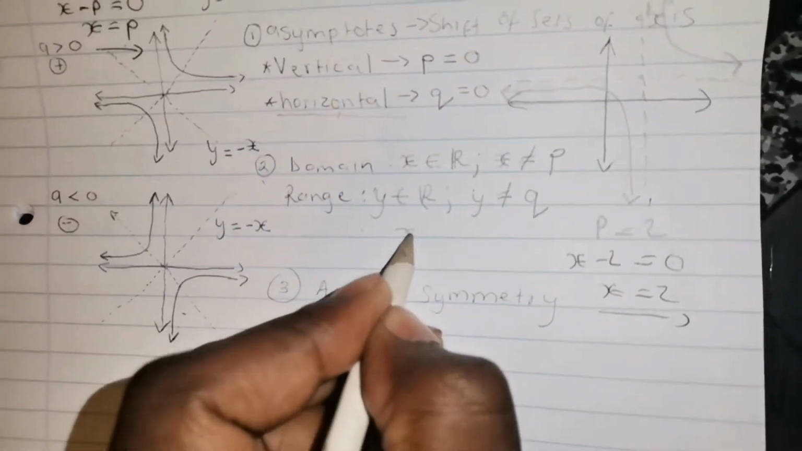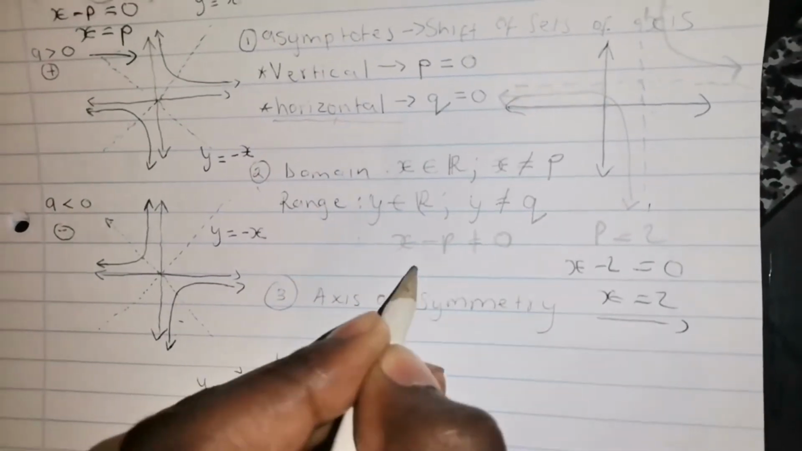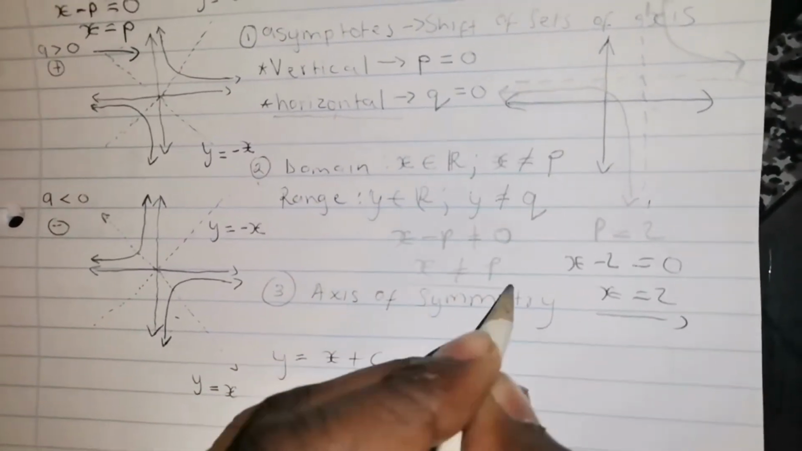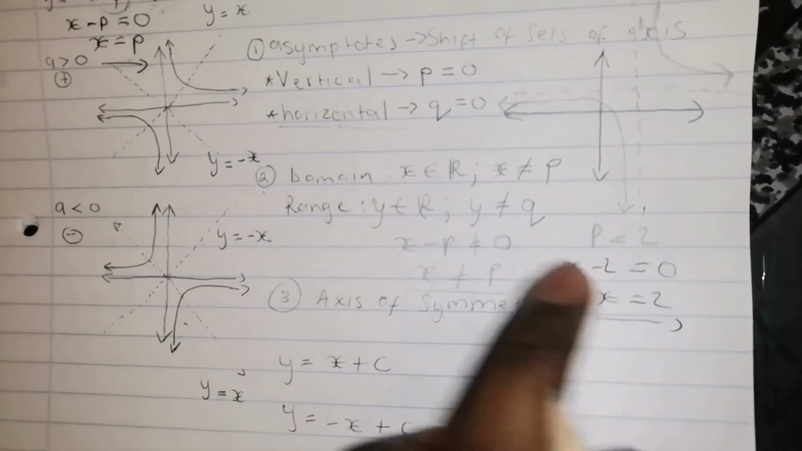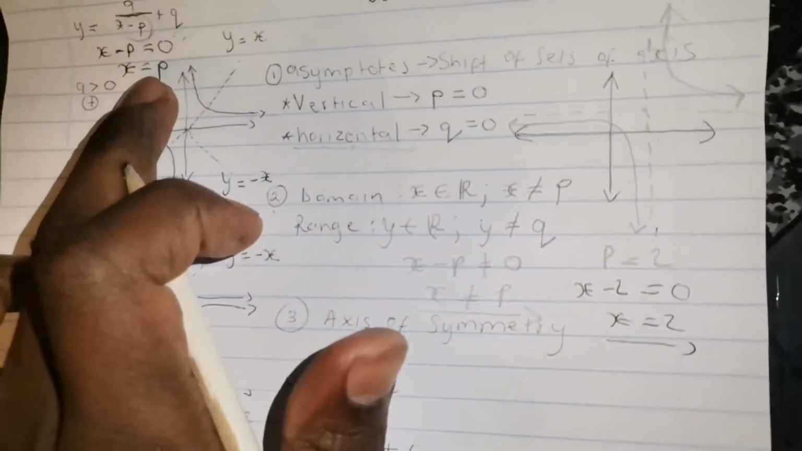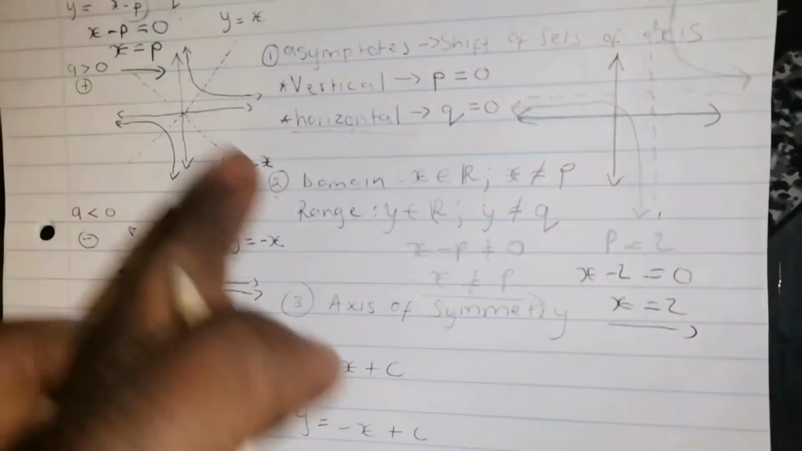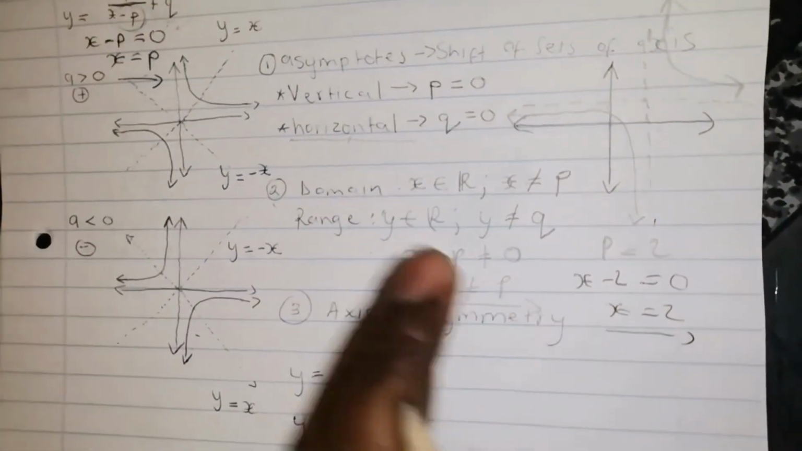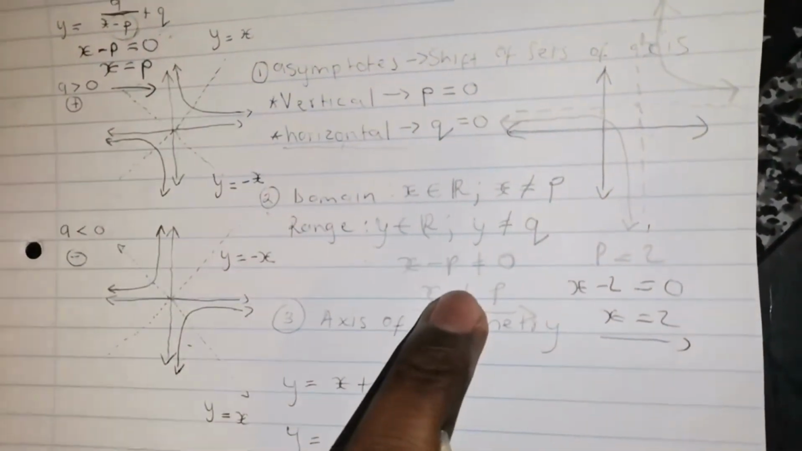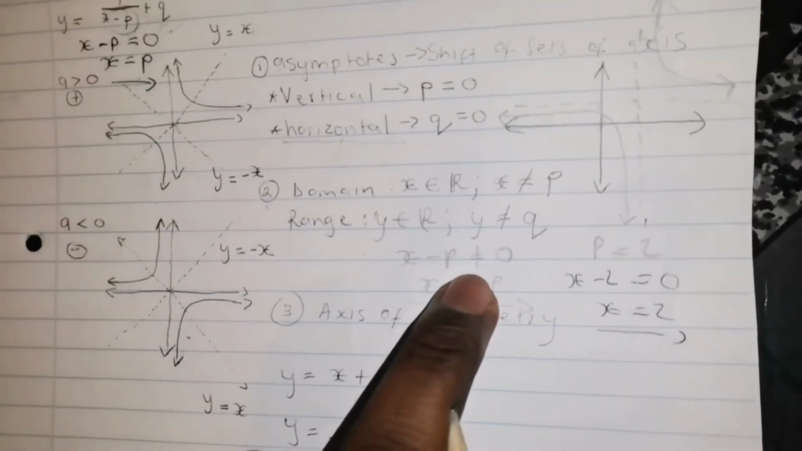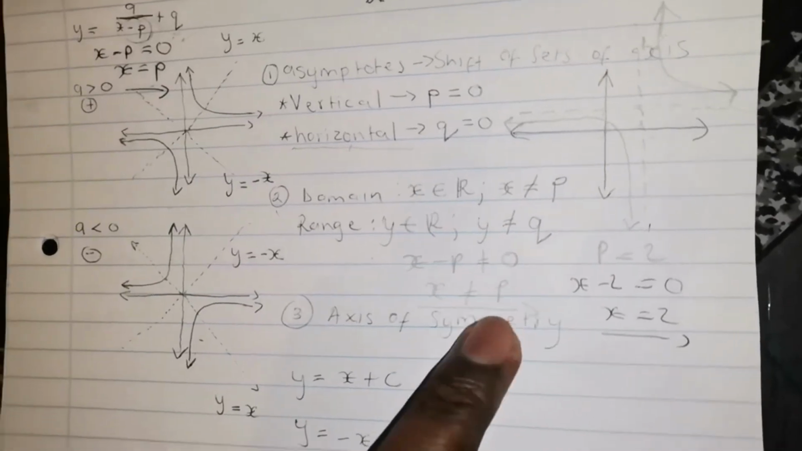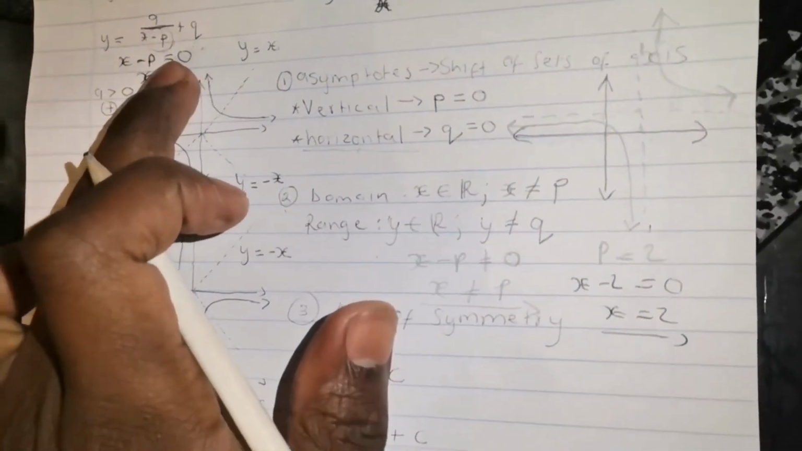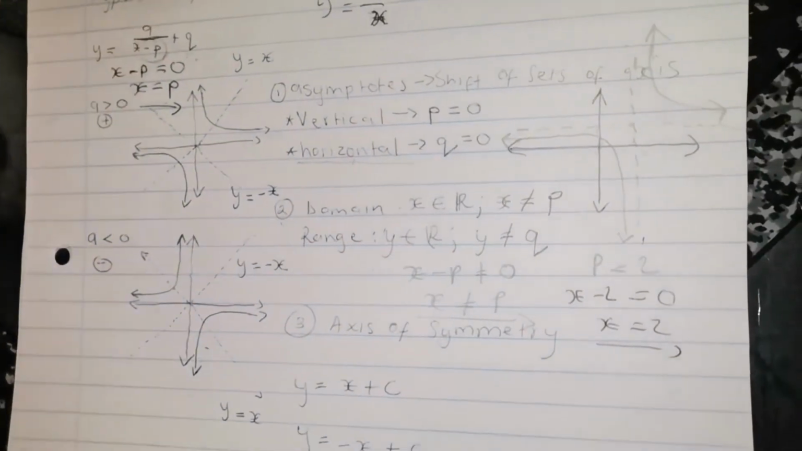If you are asked to determine the domain of this function, just say x minus p is not equal to 0, then x is not equal to p, and this is our domain for this function. When you want the asymptote, you just say x minus p equals 0, x equals p. You must not write it like this. Asymptote, domain. When you say domain, you say x minus p is not equal to 0; for asymptotes, x minus p equals 0.